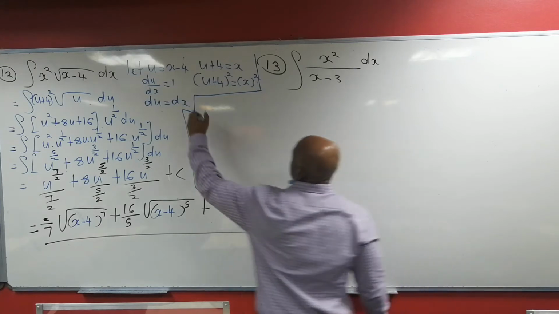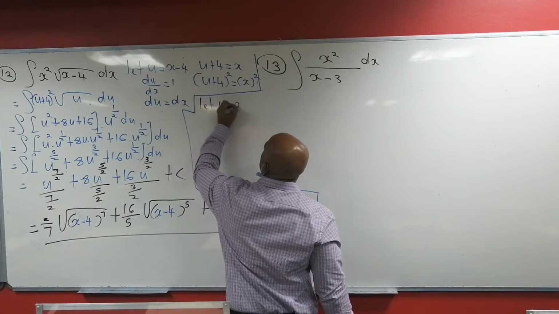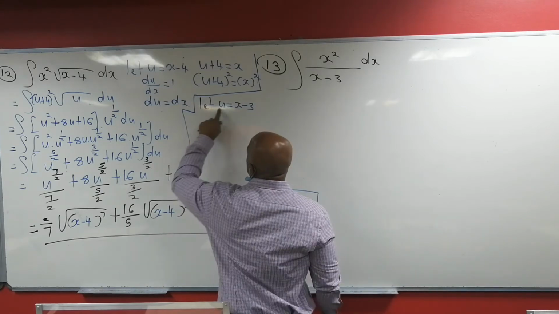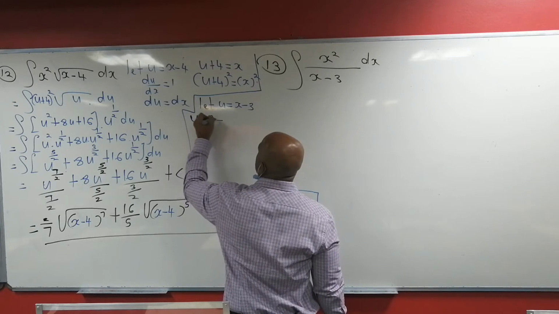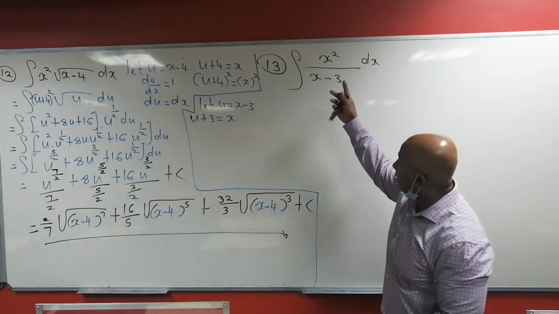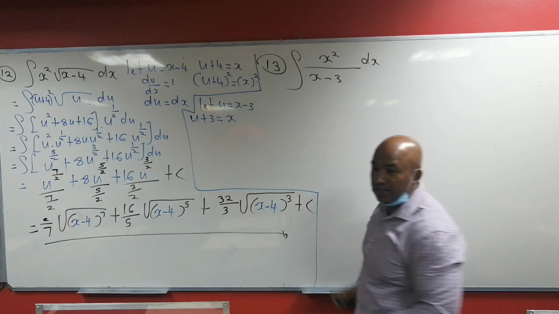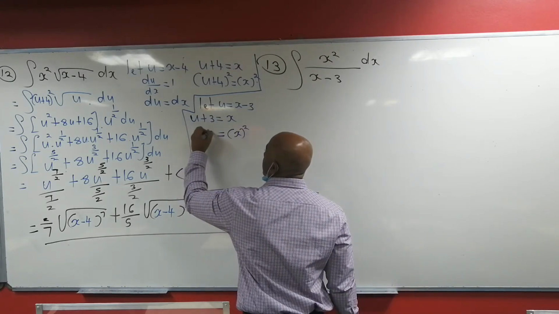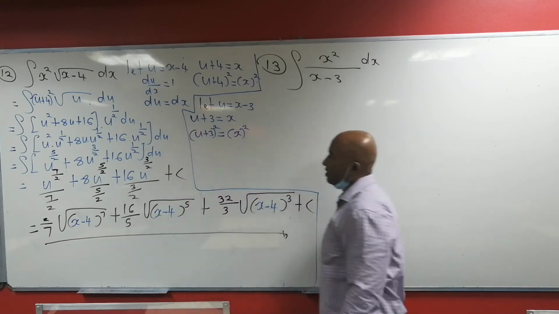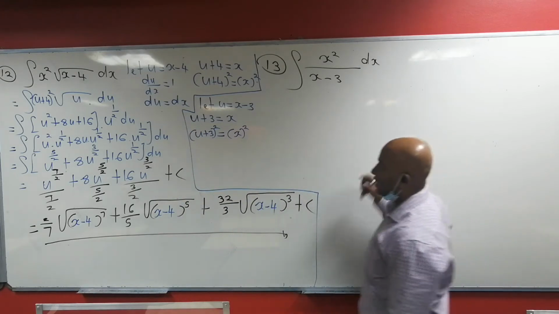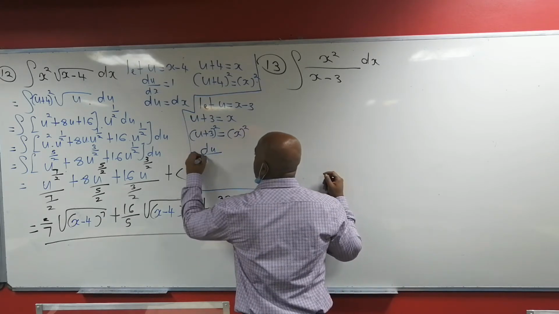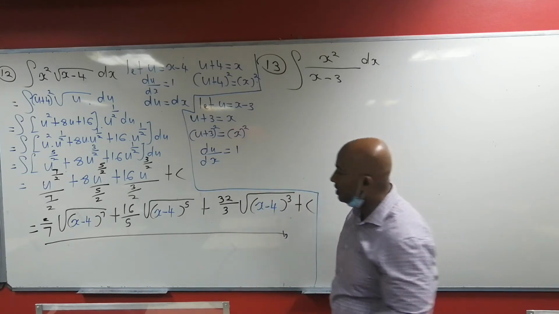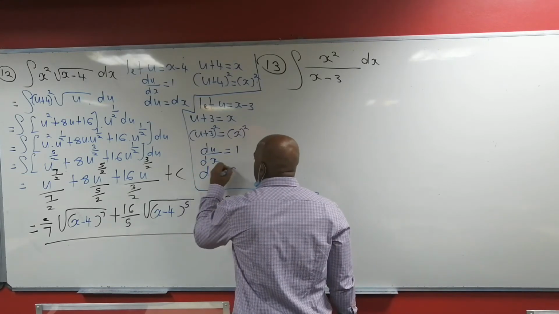So let me do it here. So if I let u equal to x minus 3, so I know this is going to be a u now. So therefore u plus 3 is equal to x, and I want also x squared in terms of u. So therefore x squared will be u plus 3 all squared. And don't forget about dx. You know that du over dx, the derivative of x minus 3 is just 1 minus 0, which is 1. So now du is equal to dx.